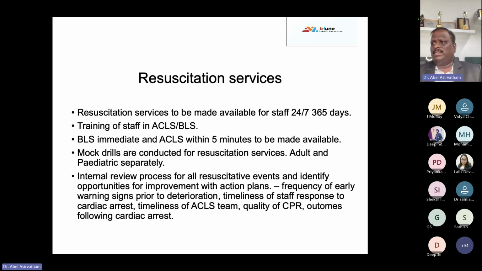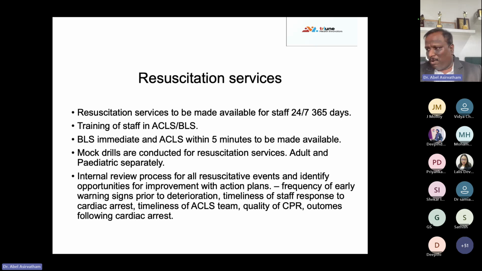The resuscitation services will be made available 24/7, 365 days. Training of staff in ACLS and BLS immediate, and ACLS within 5 minutes to be made available, is mentioned in the standards also now, but it can be less than 5 minutes also. Modules are connected for resuscitation services, adult and pediatric separately.